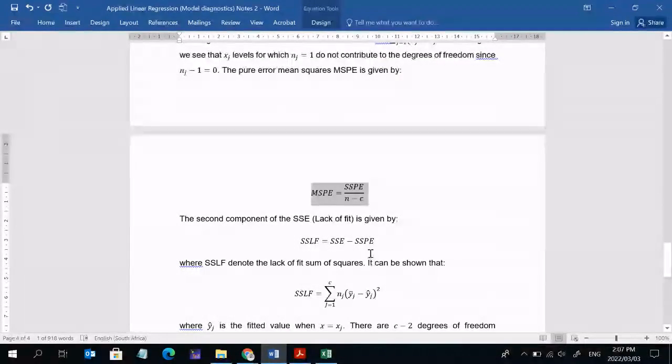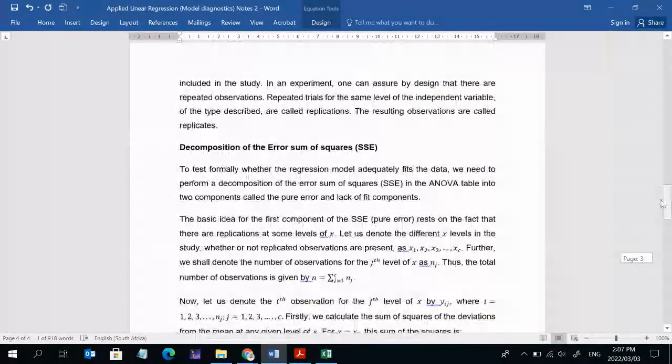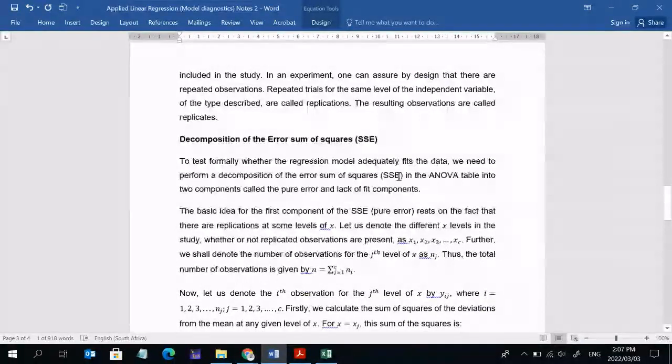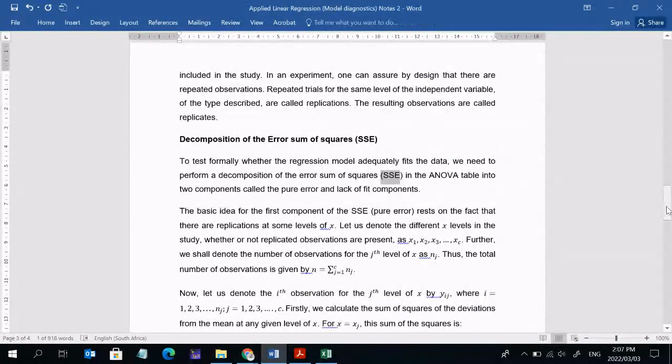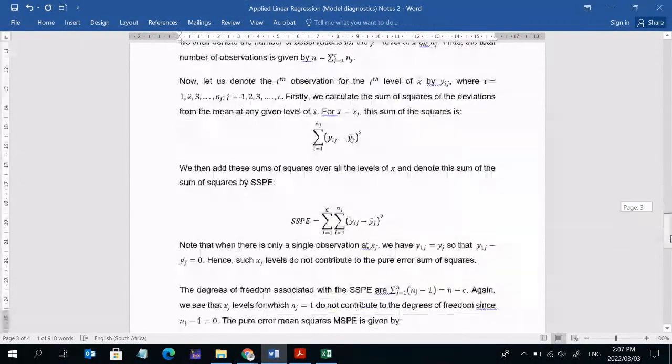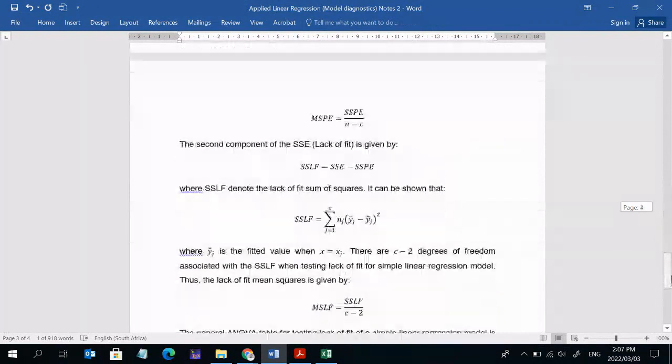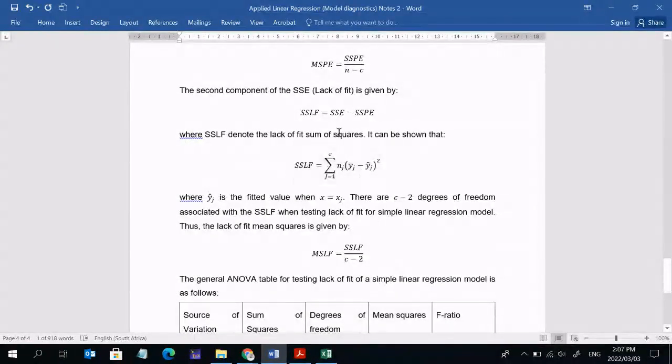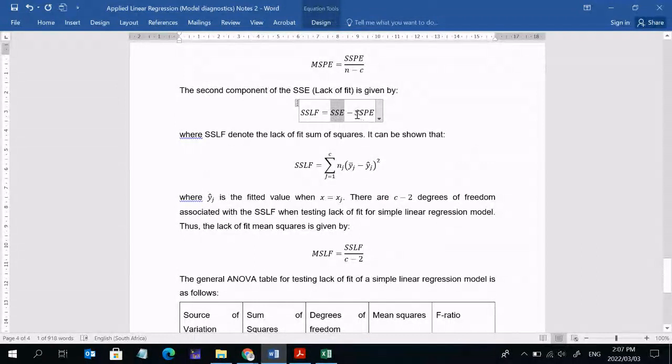So now that we have the SSPE, we know here that we have decomposed SSE into 2. Now we have one value. If we have that value and we know our SSE, we can just go to our SSE and subtract that SSPE, and we'll get our SS lack of fit. Is it clear?